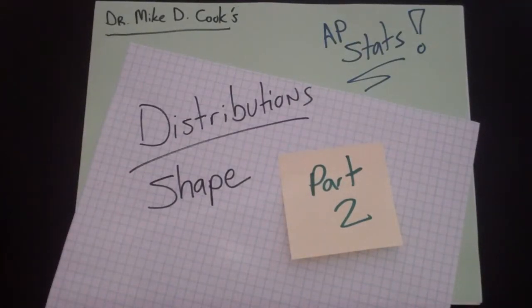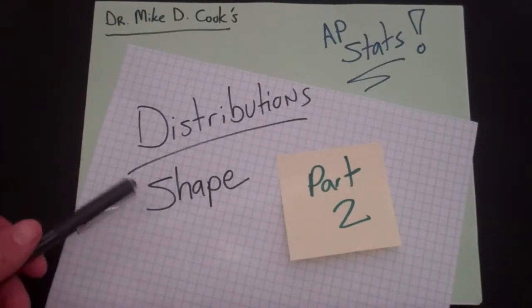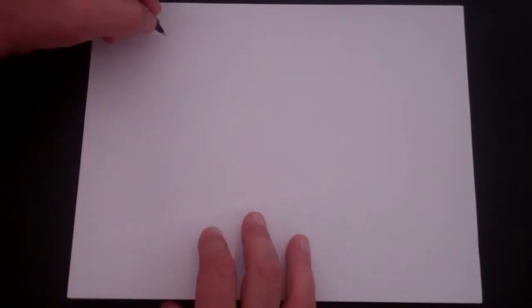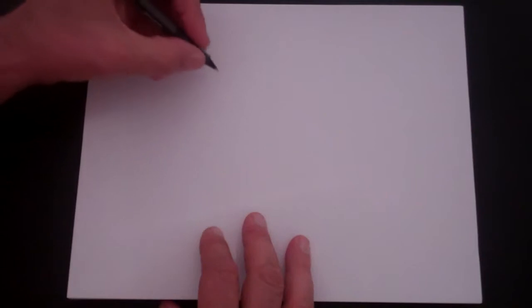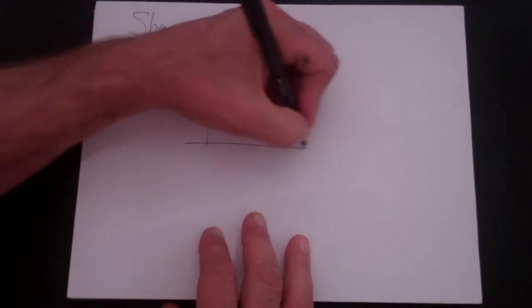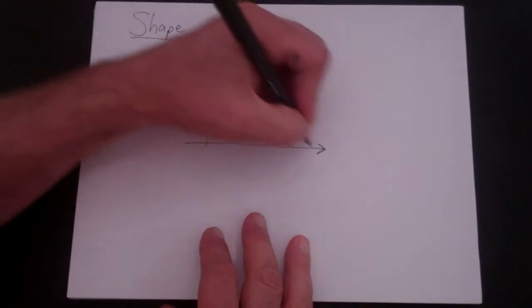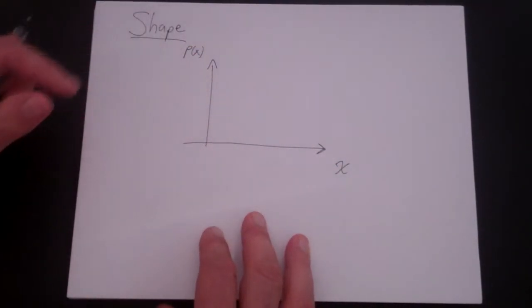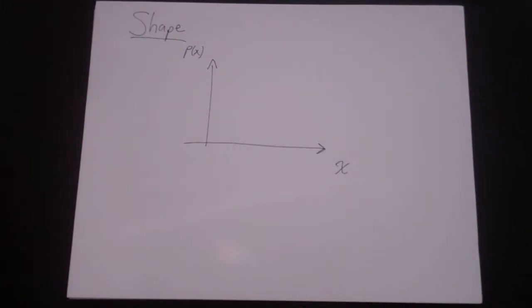This is the second video about distributions, and we're continuing along with the shape of a distribution, but this is of course part 2. So let's start with the shape of a distribution. If we think about the shape of a distribution, we can abstractly describe it as a density function, where again this is the value of x and this is the probability of x. So the height talks about what the probability of a given value of x is.